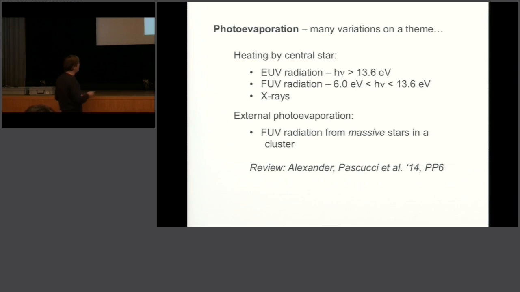So these are the basic possibilities, and I should mention there's a recent review led by Richard Alexander and Ilaria Pascucci in Protostars and Planets 6, which goes through in quite some detail how these different sources work, and also something about the observational constraints we have on photoevaporation models.